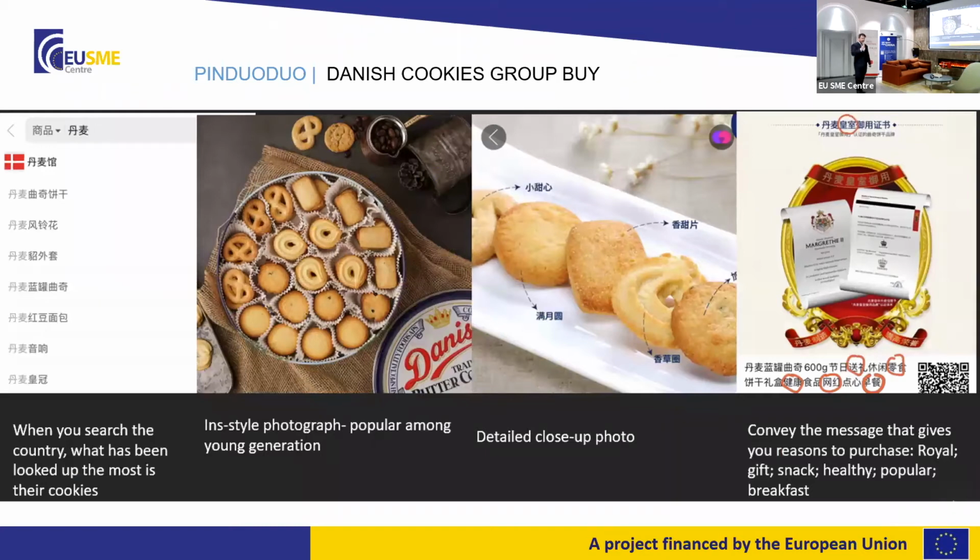Beautiful type of photography, as you can see here. They look very tasty. Explanations up here about the different types of cookies and what the tastes are. And of course, things like keywording here, like royal, gifts, snack, healthy, popular. These are all words that help sell the product and get people to buy in.